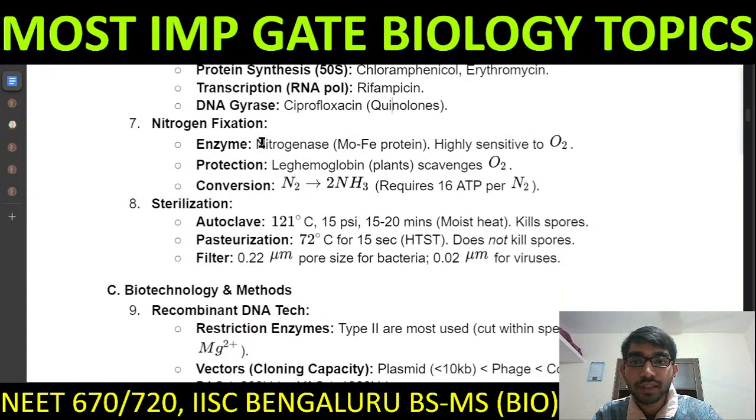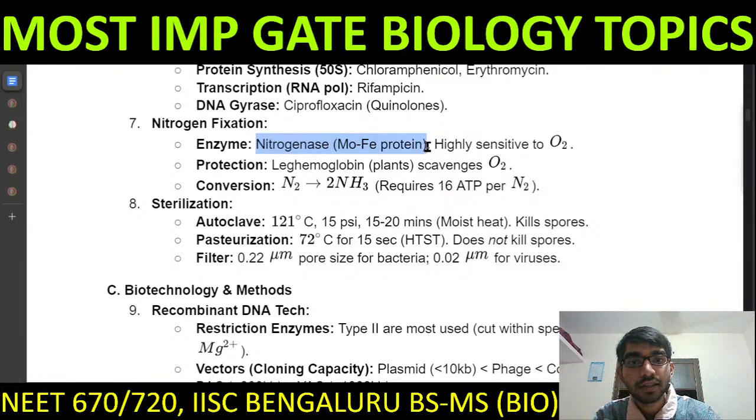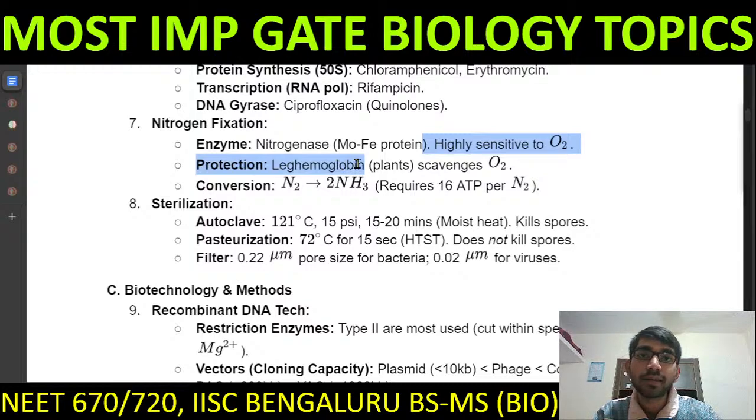Then nitrogen fixation, the enzyme is very important here. The nitrogenase enzyme has molybdenum and iron. Remember these two ions. It is a protein highly sensitive to oxygen, and that is why it requires leghemoglobin to protect the enzyme and allow it to function properly. It requires leghemoglobin, which scavenges the oxygen.